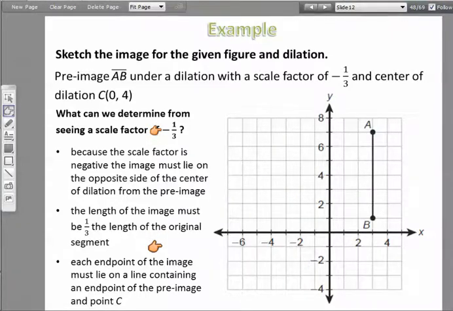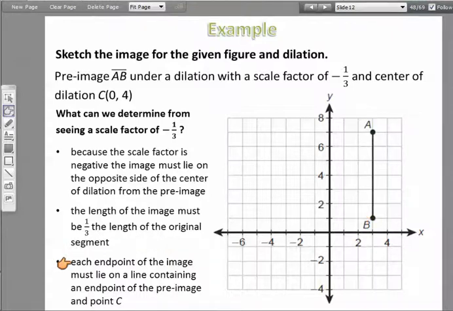The length of the image must be 1/3 the length of the original segment. On a coordinate plane it's pretty easy because you just count the units. So I'm going to go from A: this is 1, 2, 3, 4, 5, 6. Okay? So a third of 6, 6 divided by 3, is going to give you 2. So that tells me that the length of my new image is going to be 2 units long.